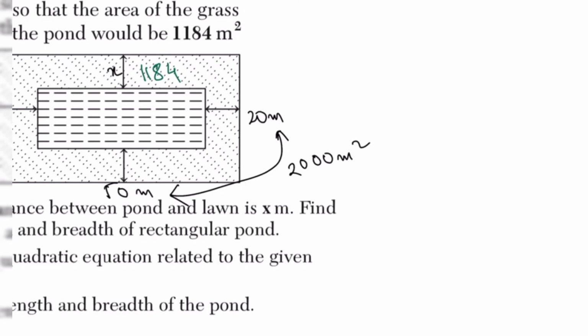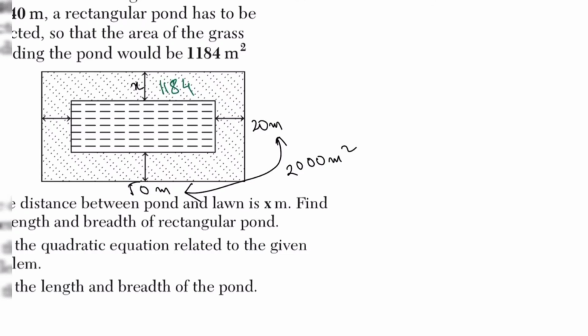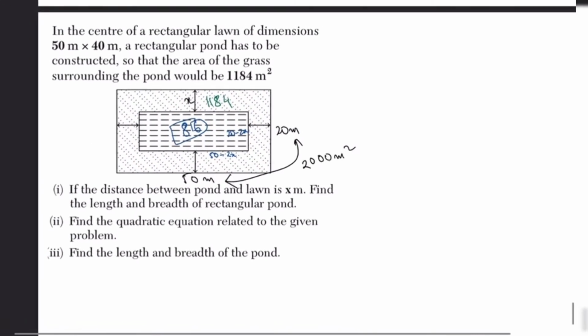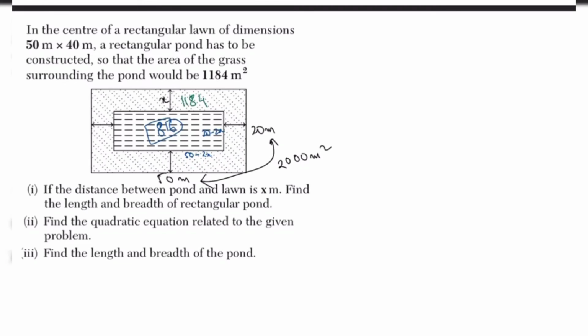So okay, area of the pool has to be how much? 2000 minus 1184. So 16 will make it 1200, and then 800. So this has to be 816. We have a length of 50 minus 2x and a breadth of how much? 20 minus 2x, right? Okay. So length and breadth of the rectangular pond we just did.